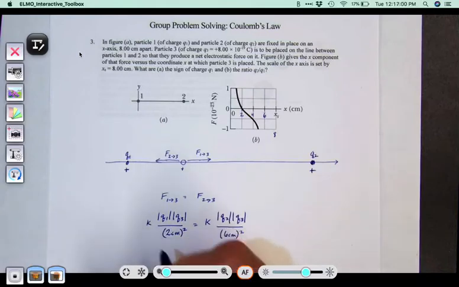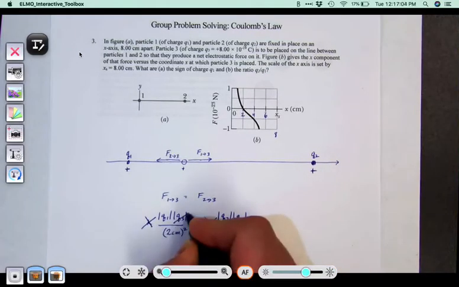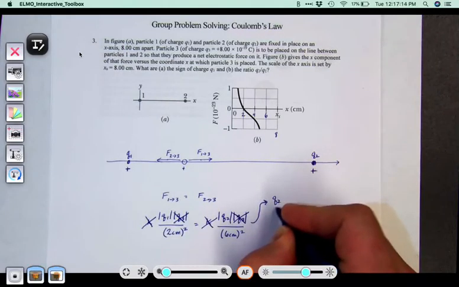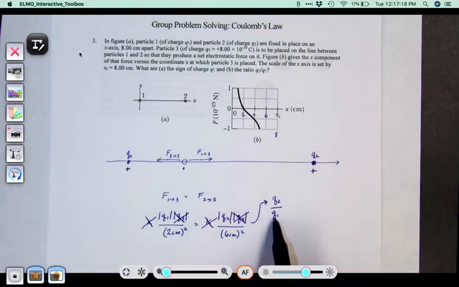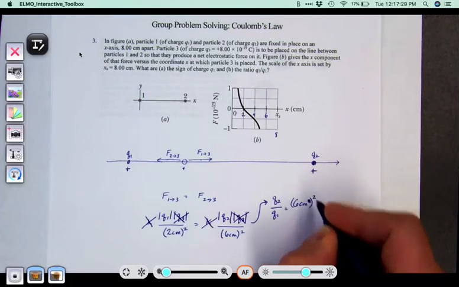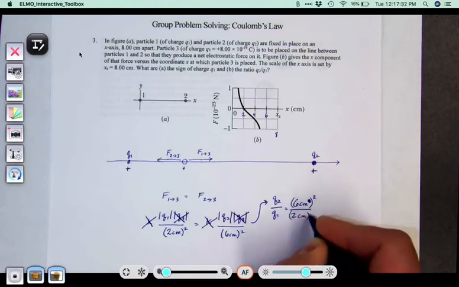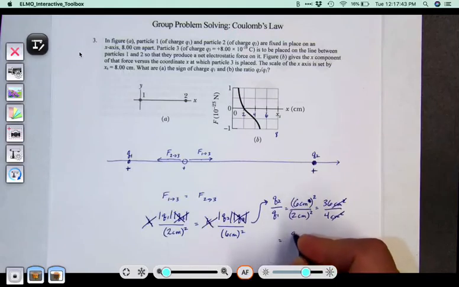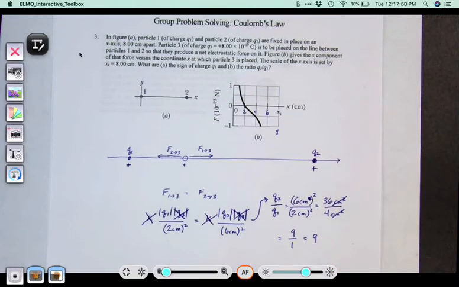And again, a bunch of stuff cancels in these ratio problems. K goes away, Q3 goes away, and because I want the ratio of Q2 over Q1, I'm going to move Q1 over here and 6 centimeters over here. Let's rewrite that. Q2 over Q1, I'm dropping the absolute values since they're both positive charges anyway, equals 6 centimeters squared over 2 centimeters squared. That's 36 centimeters squared over 4 centimeters squared. Centimeters squared cancels out, and I'm left with a ratio of 9 to 1, or it always troubled me to write a ratio as a single number, but you could write it as 9 as well and be correct here.